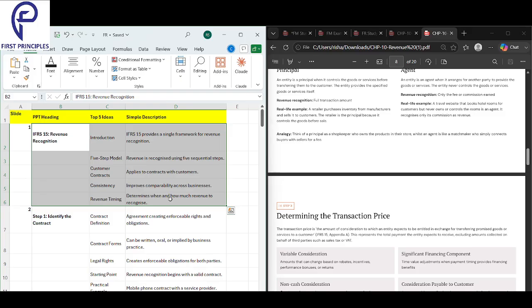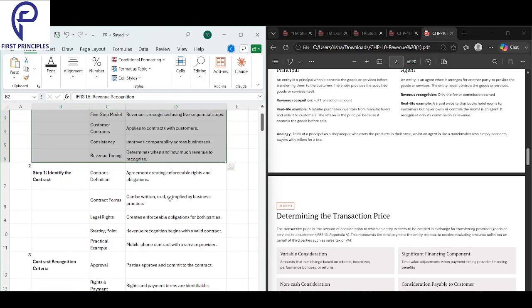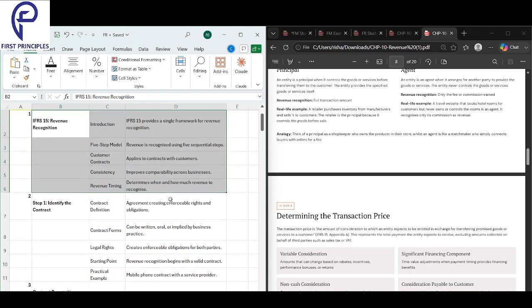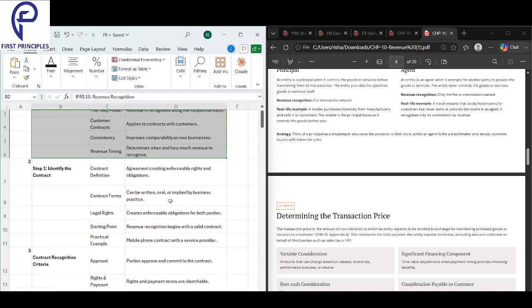And customer contracts, it applies to contracts with customers, right? Consistency, it improves comparability across businesses. If all the companies are following the same rules, it becomes very comparable. Then revenue timing, it determines when and how much revenue to recognize. So this particular standard gives us all these instructions. There's nothing that is examinable here, at least in these 5 points. It is just about the standard. What does it tell us about? It gives us complete clarity on how to recognize revenue.